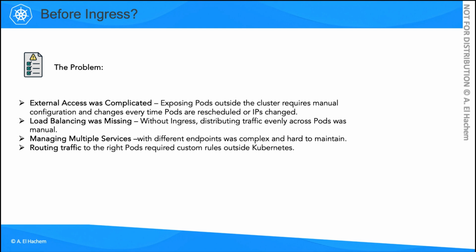Without Ingress, distributing traffic evenly across pods was manual. Managing multiple services with different endpoints was complex and hard to maintain. Routing traffic to the right pods required custom rules outside Kubernetes. Kubernetes introduced Ingress to solve these challenges.